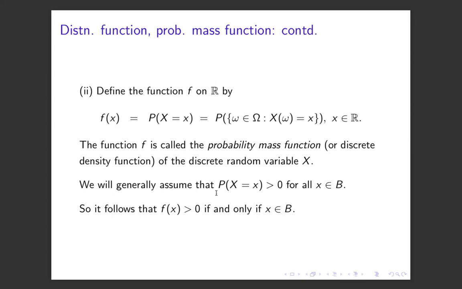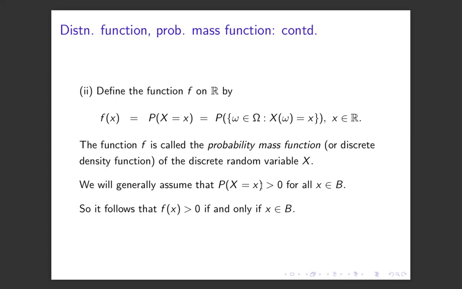And we will generally assume that the probability of capital X equal to little x is strictly positive for all x in B. If for some x in B this happens to be 0, one can even eliminate that point from B. That's the point. So sir, I have a question. If x is not in the range of capital X, then f of x will be 0, right? Yeah, little f of x will be 0, if x is not in the range of X.